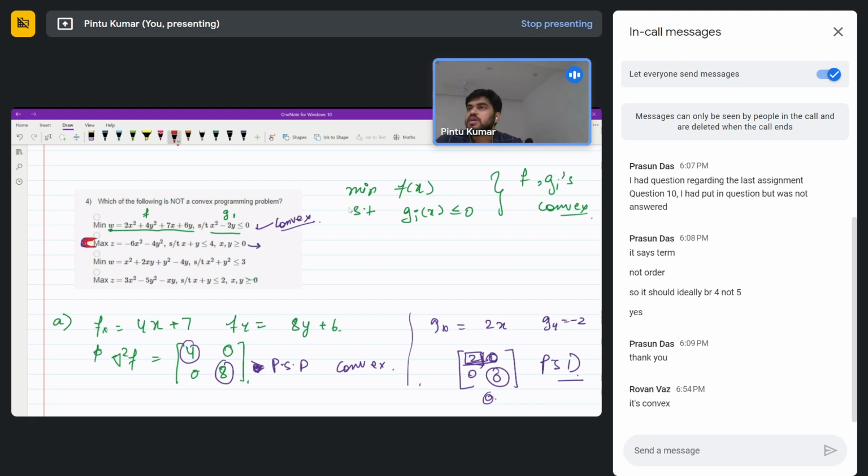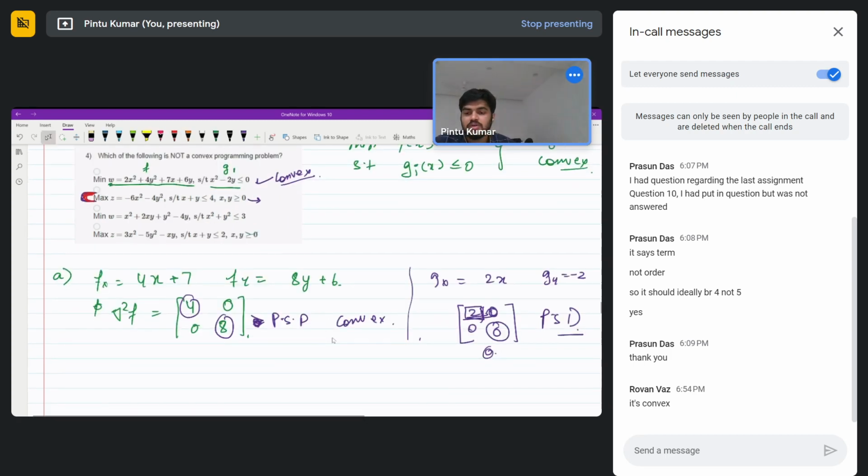Okay, Rohan is saying that it is convex. So others can also try to verify. I'll start solving this now. So if you look at the constraint part, this is linear, right? So you need not check for the linear thing. It is obviously convex, right?